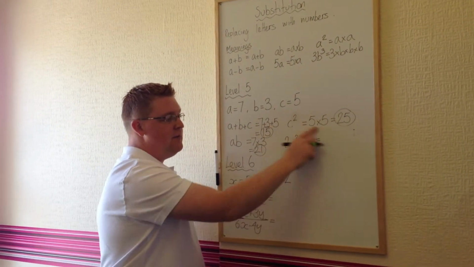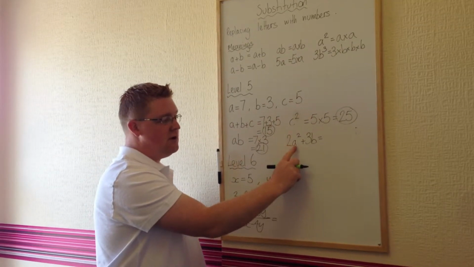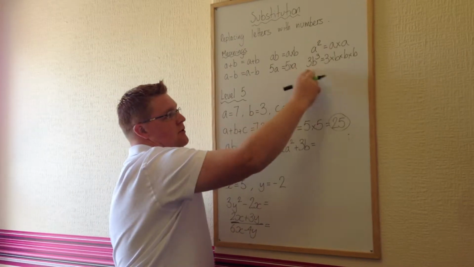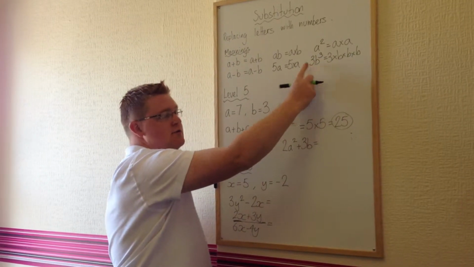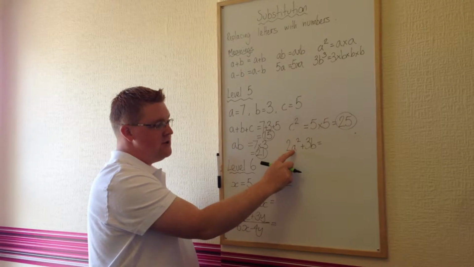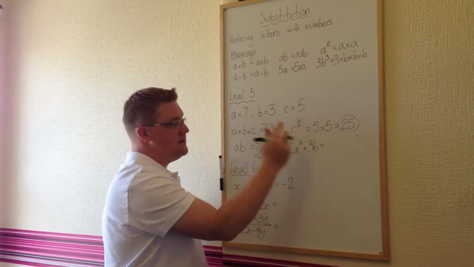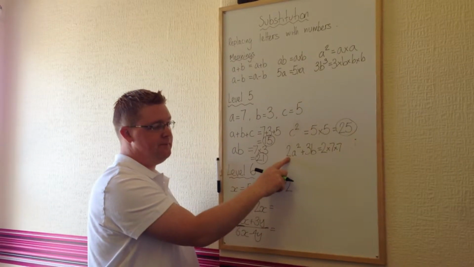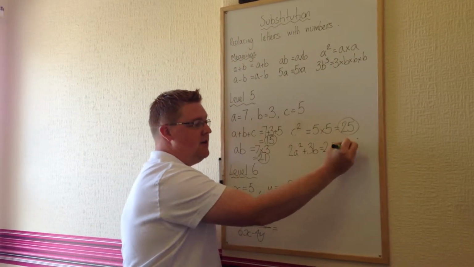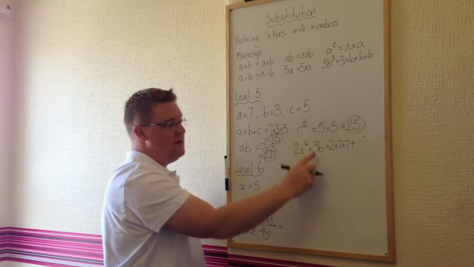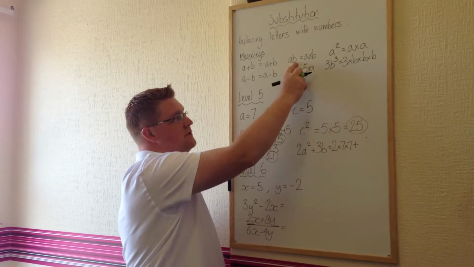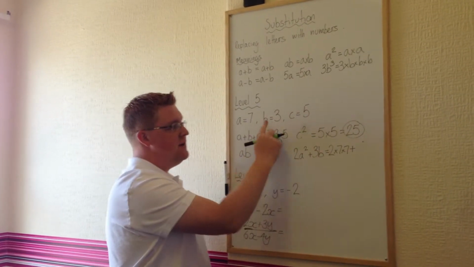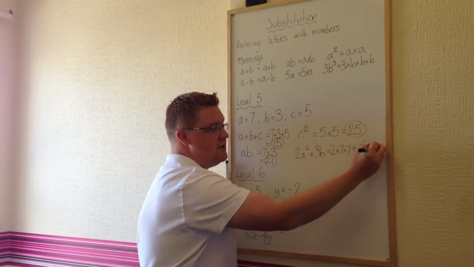And finally, a little bit more tricky, we've got 2 lots of A squared plus 3 lots of B. But like I mentioned up here, when you have a power and something else multiplying, we do the power first. So this is A times A, so that's 7 times 7, which is getting multiplied by 2. Adding on, because adding stays separate, 3 lots of B, because like 5A was 5 times A, 3B is 3 times B. So B is 3, 3 times 3.